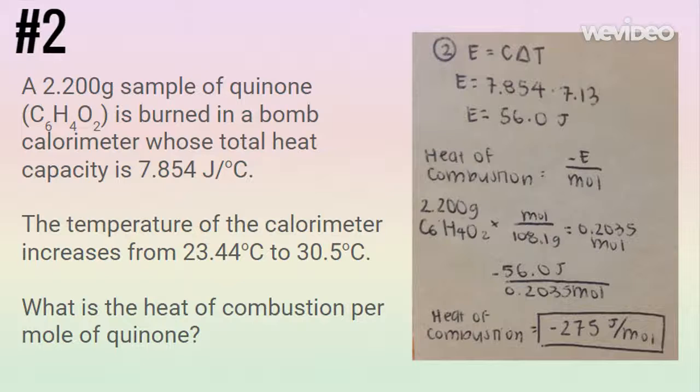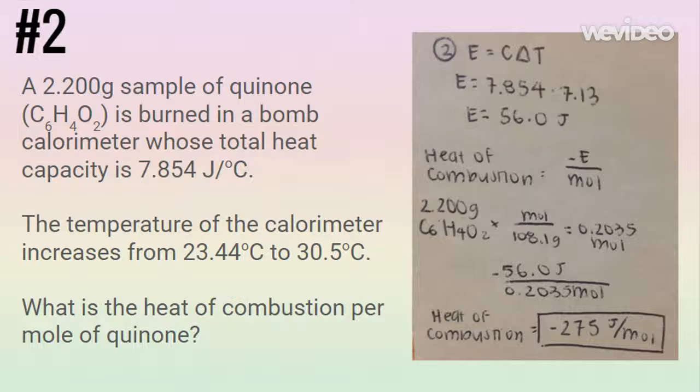For problem 2, you use the equation E equals C delta T and you plug in the numbers given. So you have E equals 7.854 times 7.13 to get E equals 56 joules. Using stoichiometry, you can convert 2.2 grams of quinone to moles by dividing by its molar mass, 108.1 grams, giving you 0.2035 moles. After this, we plug in the numbers that we just calculated into the equation negative E over moles to solve for heat of combustion, and we get negative 275 joules per mole.